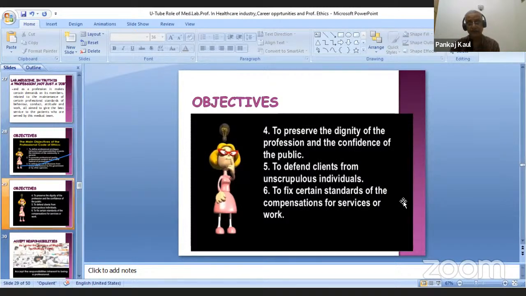The code also aims to preserve the dignity of the profession and the confidence of the public, and further to defend clients from unscrupulous individuals. You will be surprised to know how we have to defend the clients. People are taking undue advantage of our very pious profession.